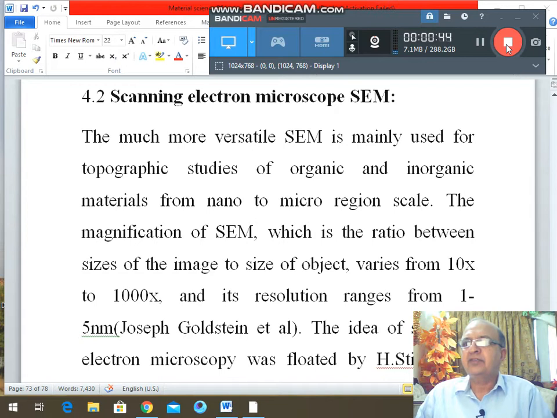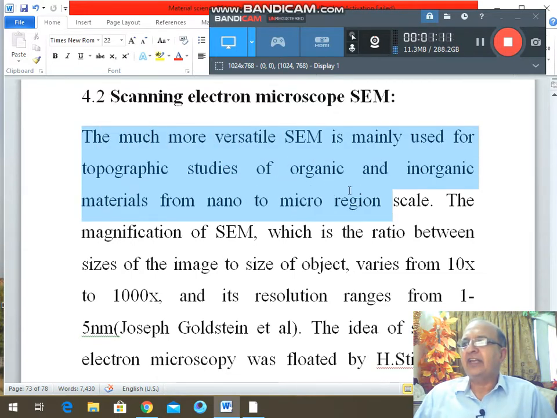For that purpose, we use scanning electron microscope. In short, it is called SEM. S for scanning, E for electron, and M for microscope. This is a much more versatile technique that is used for topographic study of organic and inorganic materials from nano to micro region scale.